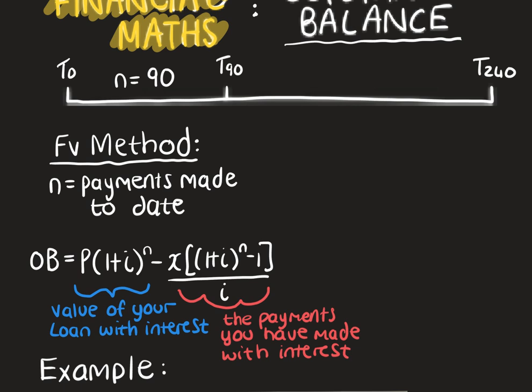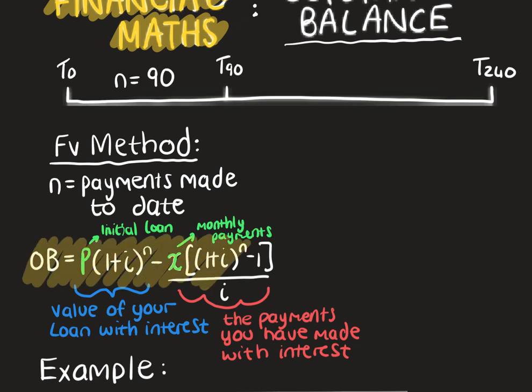Now, the P value stands for your initial loan. So let's just put a note in here. Initial loan. And then obviously your x is going to be your monthly payments. At the end of the day, that is our formula we need to focus on when we're doing the future value method. And then our end value is going to be 90 in this case, because that is the payments made to date. So n is equal to 90. Okay, awesome. That is your future value method.